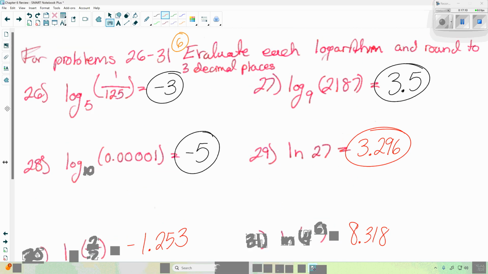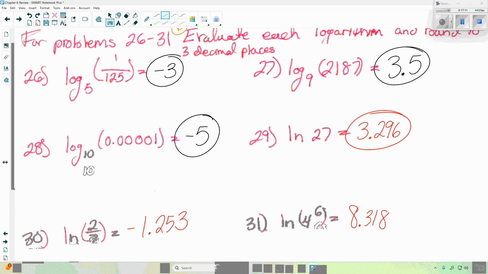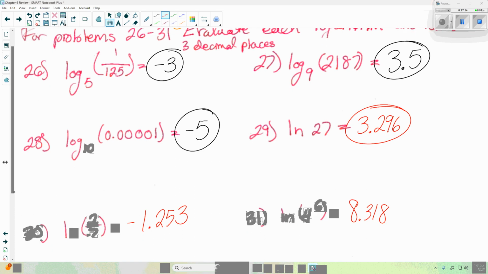And again, there are 6 of these here, 6 of these evaluating logs on the first part. So 12 evaluating, 16 rewriting from exponential to logarithm, logarithms to exponentials. That's 28 of the 32 problems.